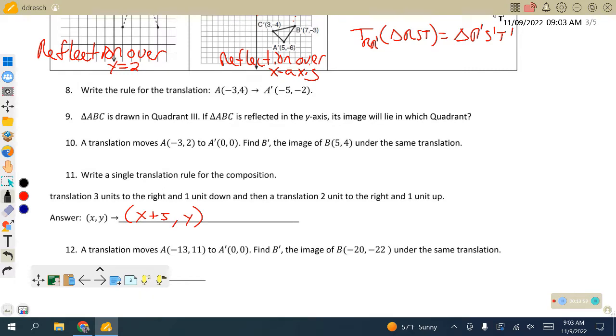So if triangle ABC is all in quadrant 3, get your head going. Where's quadrant 3 located? Quadrant 3 is the bottom one here, right? And then you reflect it over the y-axis. Where is it going to be? It's going to be in quadrant 4. Okay, make sure you know your quadrants. 1, 2, 3, and 4. If it was quadrant 2, then it would have been a reflection over the x-axis. Anything else everybody's got? All good questions here.